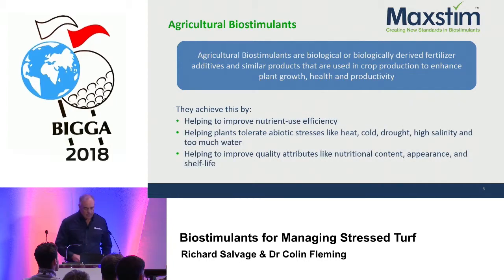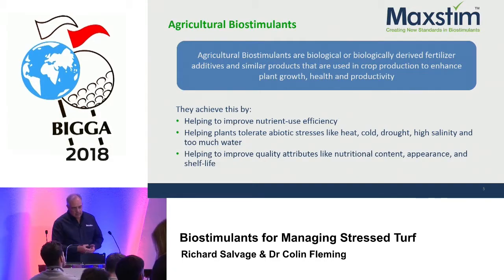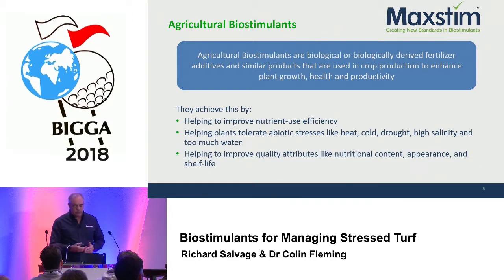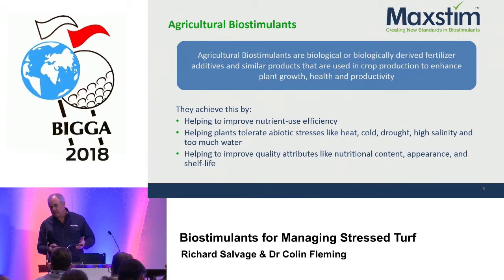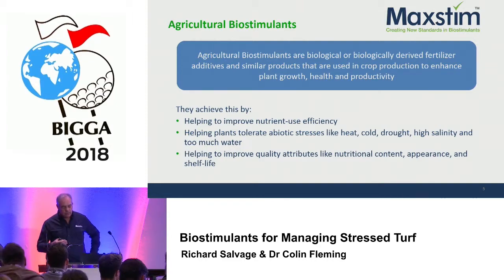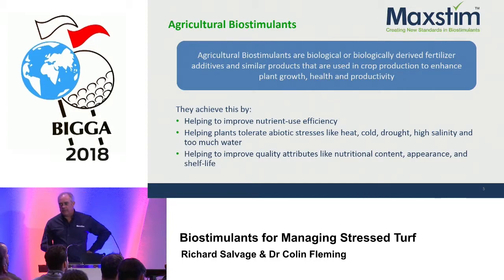So, obviously biostimulants are used in agriculture as well as sports turf, and they're basically biologically derived and can be applied alongside fertilizers. They're not food, essentially. But the purpose really is to help improve the nutrient use efficiency. They help plants tolerate abiotic stresses such as heat, cold, drought, high salinity, etc. But they also improve quality attributes like appearance, color, rigidity, and nutritional content. And we also see protein increases as well in grasses.